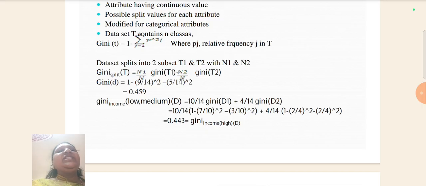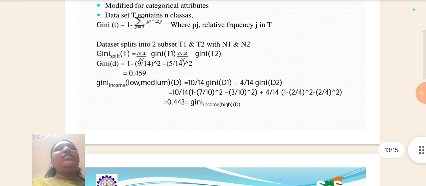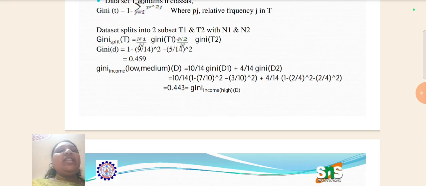So that is 1 minus 9 by 14 the whole square minus 5 by 14 the whole square, and we get the solution of 0.459. Now we are going to calculate for income with the help of low, medium and high. That is, we will have three values for the income attribute: low, medium and high. With the help of two of them, we are going to find the other one. This is how the splitting identifies the data, and that is the important thing the Gini index is doing here.